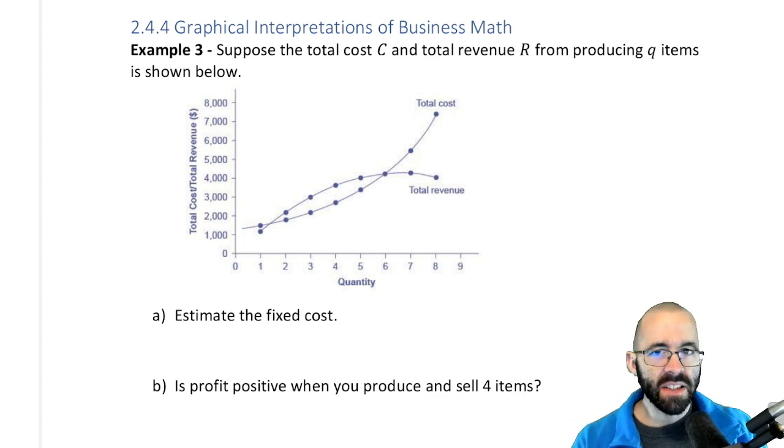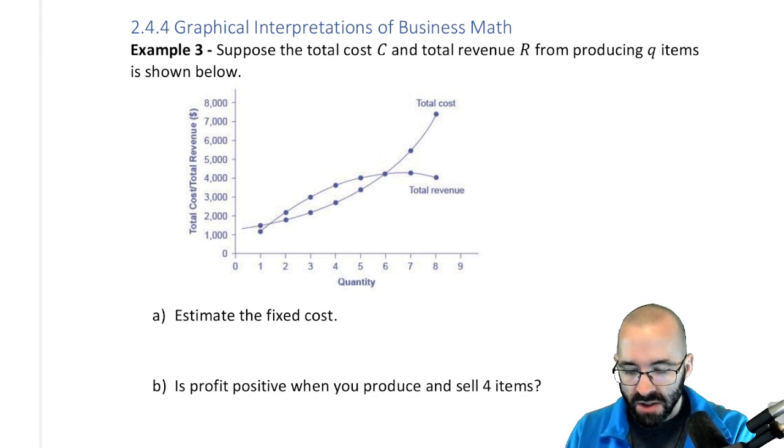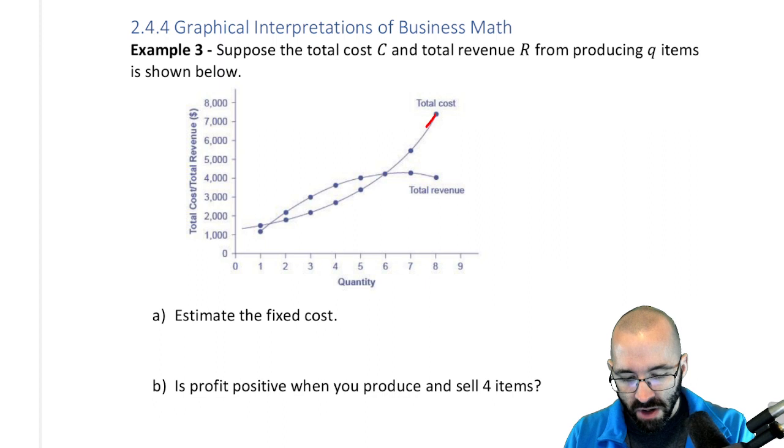Let's visualize some of these business concepts that we've talked about with a graph. So in this example, let's suppose that the total cost and revenue from producing Q items are shown on this graph. So the cost is going to be, let's say, this red curve, and the revenue will be the blue curve.